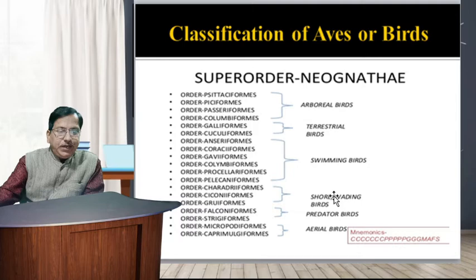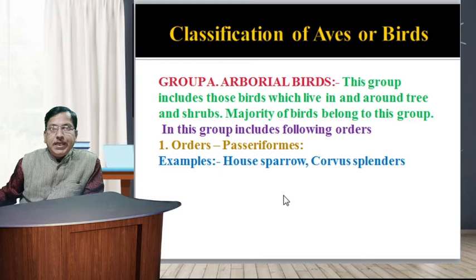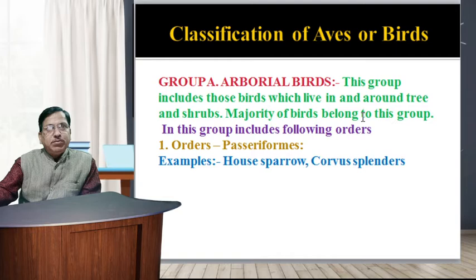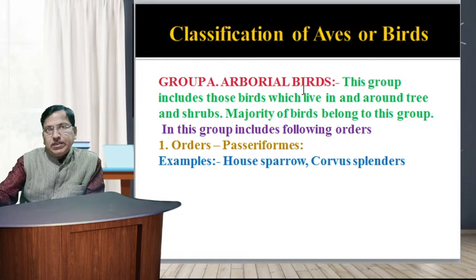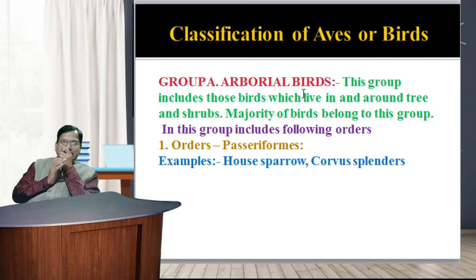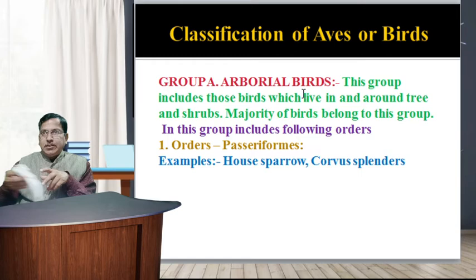According to these 22 orders, the first group is A, arboreal birds. This group includes those birds which live in and around trees and shrubs. The majority of birds belong to this group. Here we have the living climbers, the animals which climb the branch. Many times we have seen this kind of adaptation in animals; it is also called a climbing adaptation.